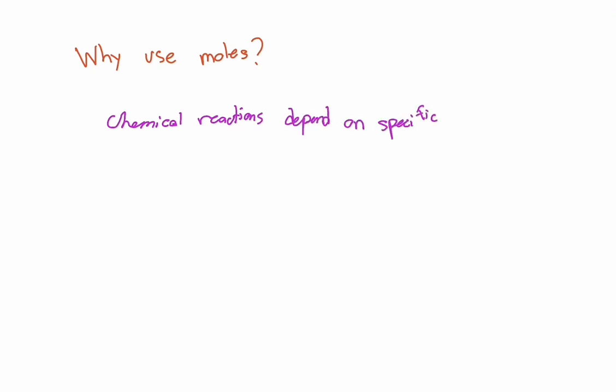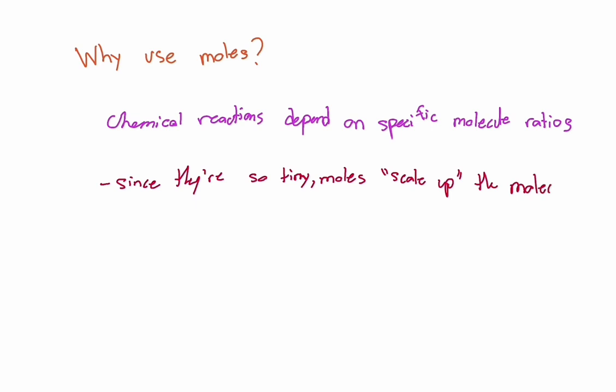So why is this useful? In chemistry, reactions depend on specific ratios of molecules or atoms, but we can't work in individual particles, they're just too small. By using moles, we scale up the number of particles to a manageable level, letting us work with grams instead of individual atoms.